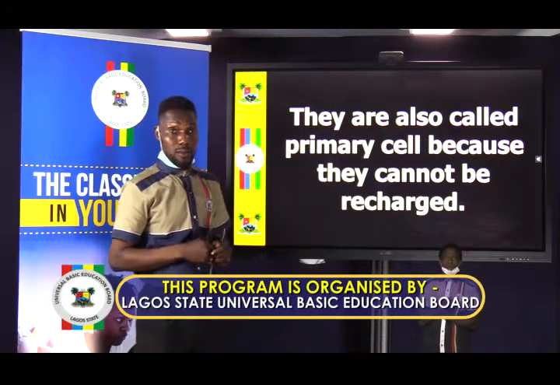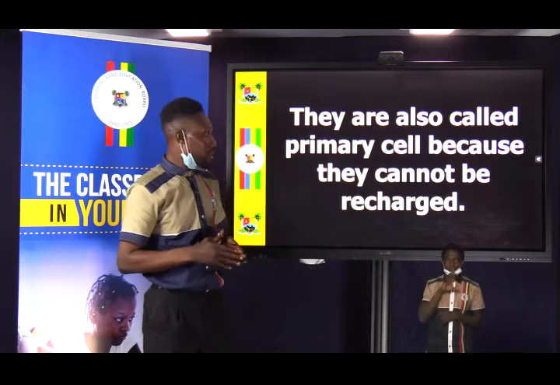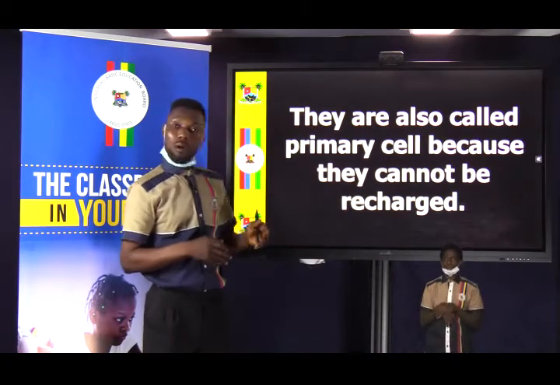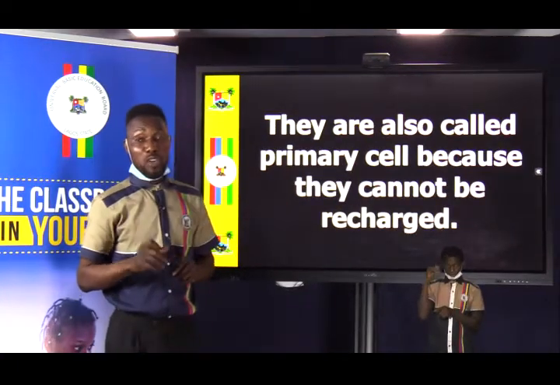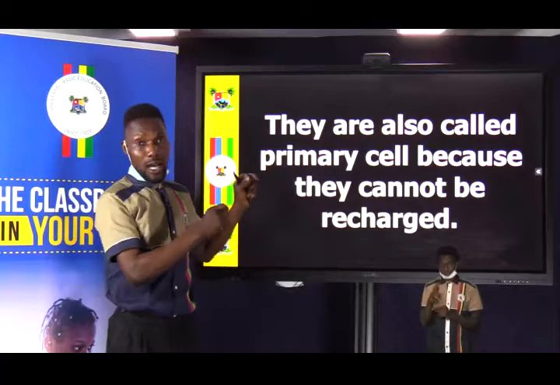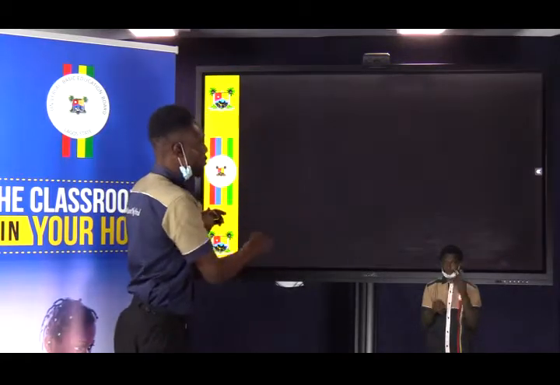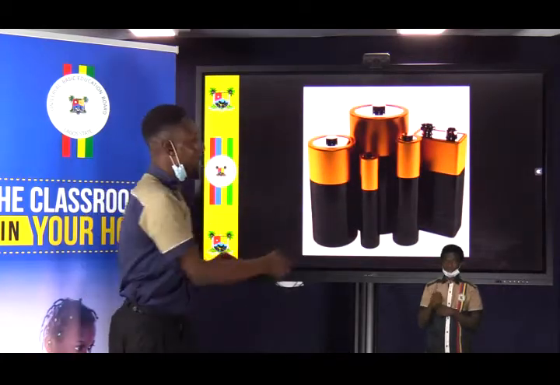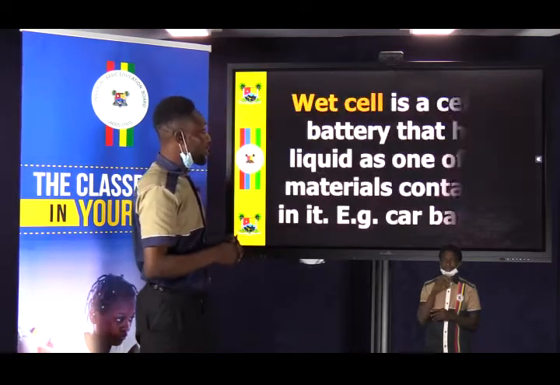They are also called what? When you hear primary cell, it's still talking about dry cell. Why do they call primary cell dry cell? It's just because they cannot be recharged. You can't recharge those cells that I've shown you before. Let me show it to you again. This kind of cell cannot be recharged, and they are regarded as primary cell or dry cell.